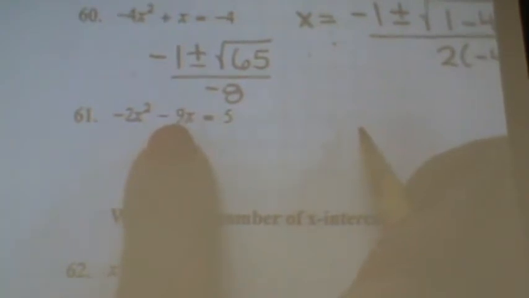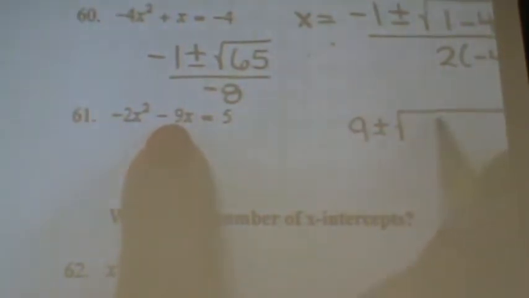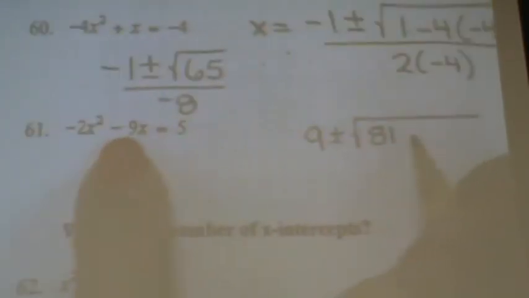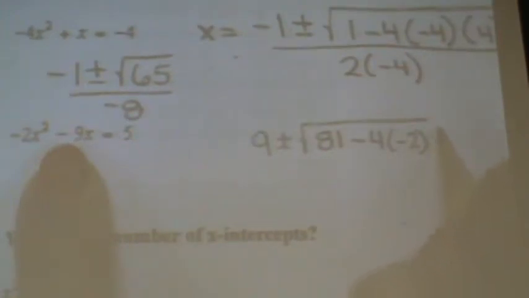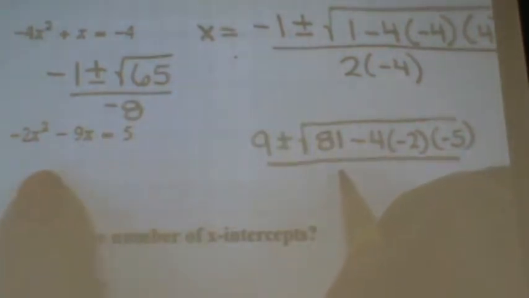Let's practice another one of these. So it's gonna be the opposite of b, so 9 plus or minus 81 minus 4 times -2 times -5. Right? Because C is gonna be a negative. And then 2 times negative 2 is negative 4.